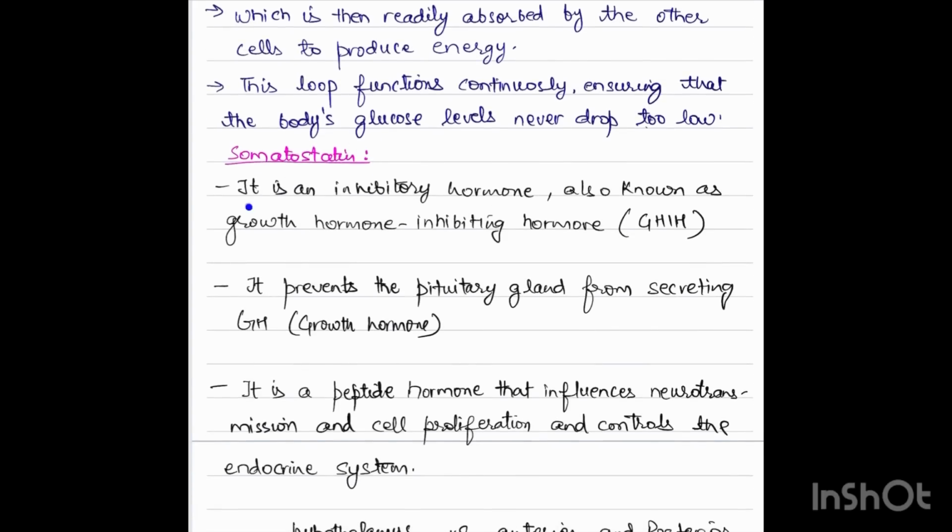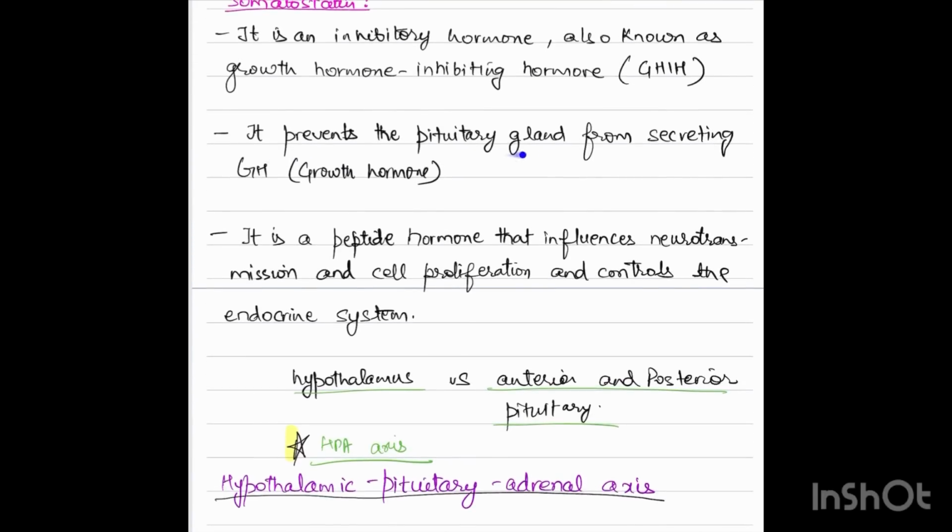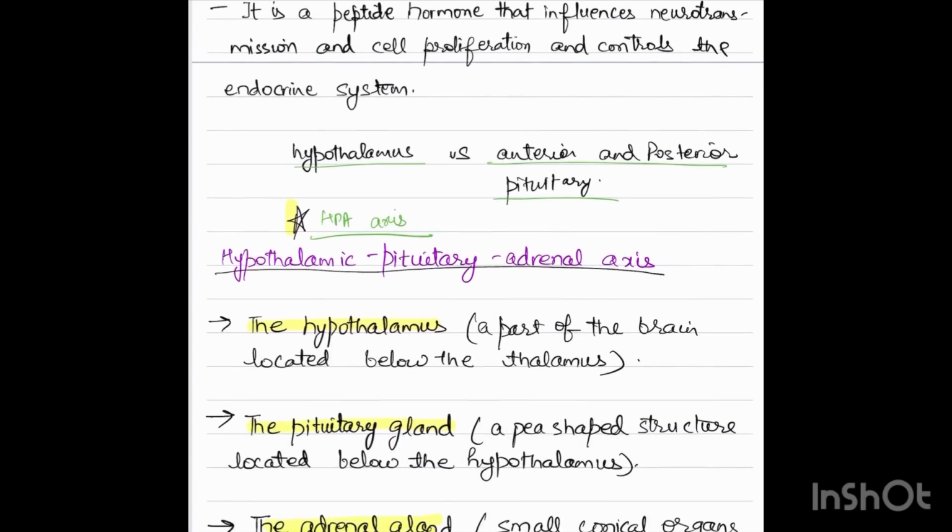Next, we have somatostatin. It's an inhibitory hormone, also called GHIH, growth hormone inhibiting hormone. It prevents the pituitary gland from secreting growth hormone, GH. It is a peptide hormone that influences neurotransmission and cell proliferation and controls the endocrine system.